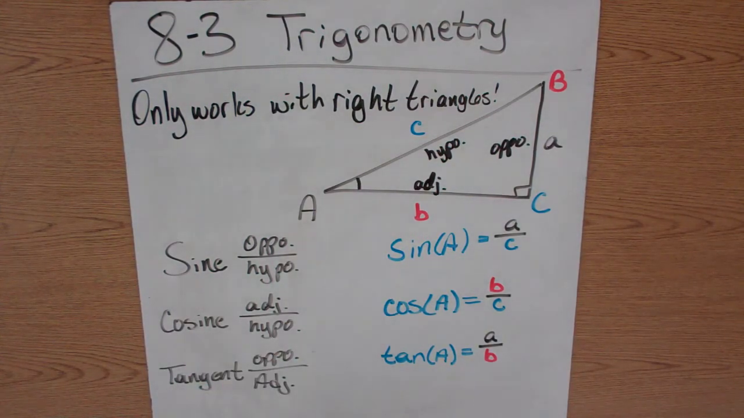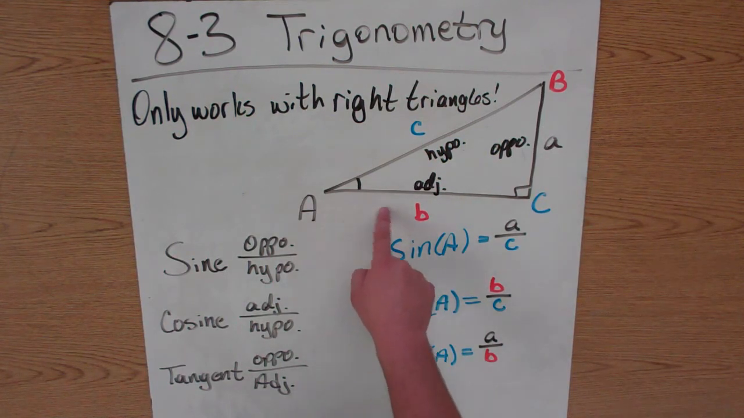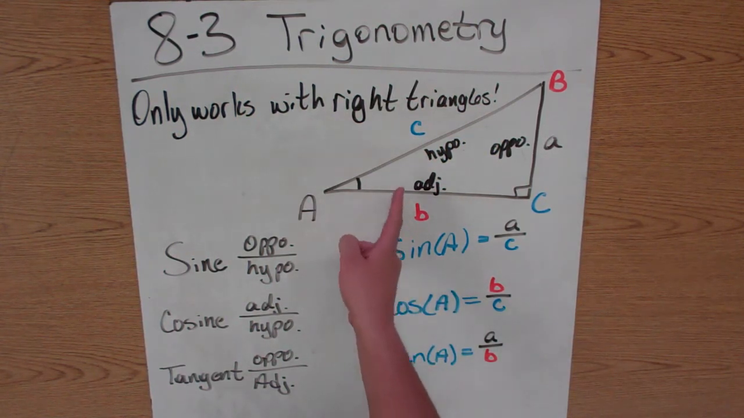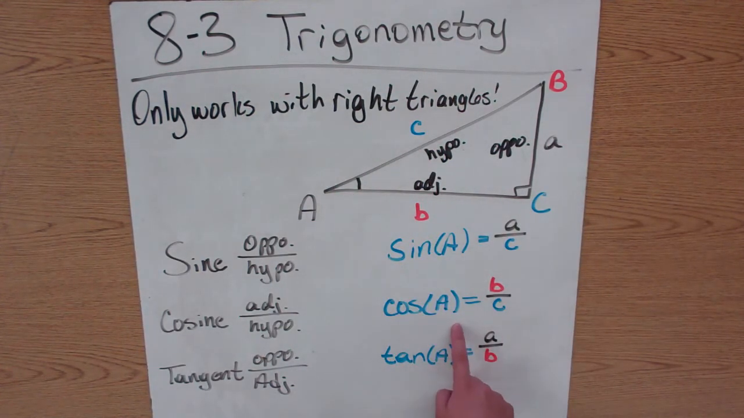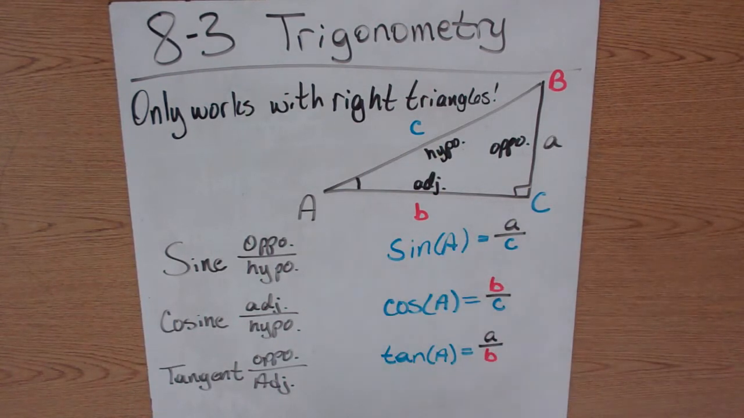Now the cosine is adjacent over hypotenuse. So for the cosine of angle A, you go to A and find the adjacent side. It's the side next to it, so it's B over the hypotenuse, which is C. So in this example, cosine of A is B over C. Then of course the tangent of A, tangent is opposite over adjacent. So for the tangent of A, you go to A, find the opposite side, which is A, over the adjacent side, which is B. And this is how you would set up your trigonometric functions.